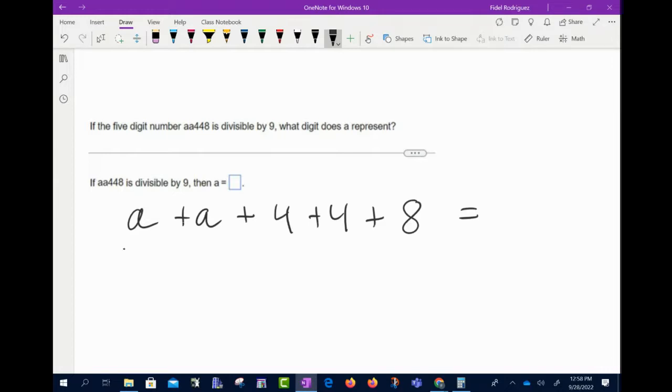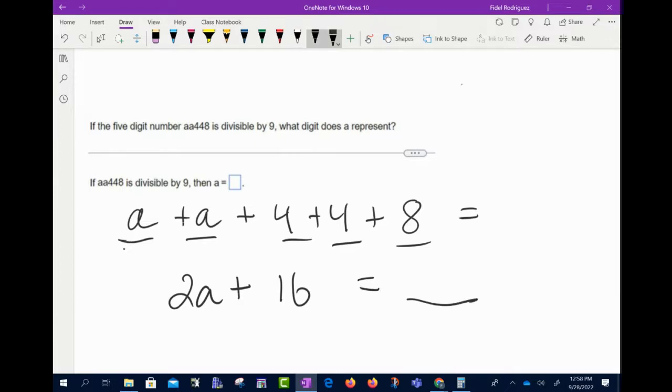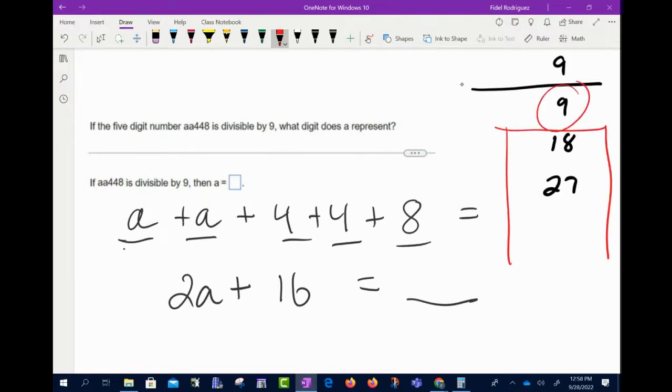A and A is going to give me a 2A, because there's 2 of them there. 4 and 4 is 8, and 8 and 8 is going to give me 16. Now, I want to think of the multiples of 9. I'm not going to go back to my multiplication table, but I know this one would be 9, this one would be 18, and this one would be 27. So I'm thinking about these numbers here: 9, 18, and 27. I'm probably going to start right here, because 9 is already smaller than 16.